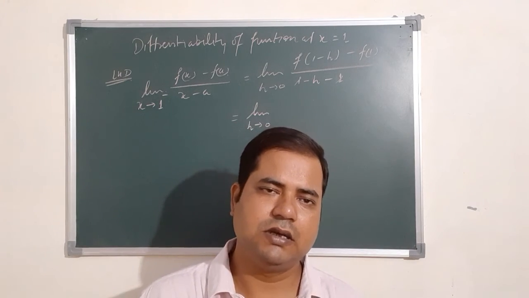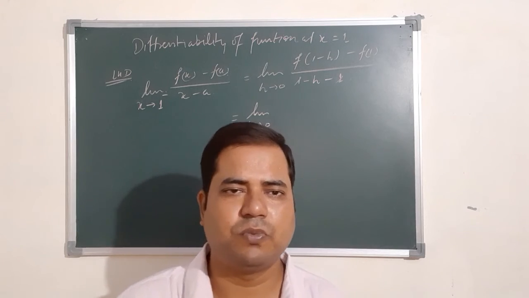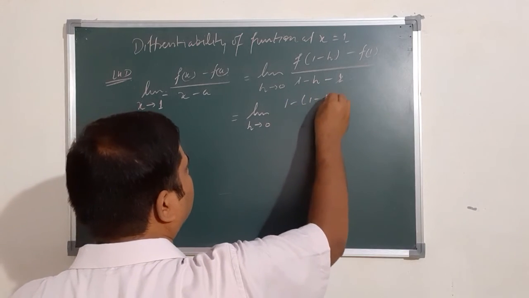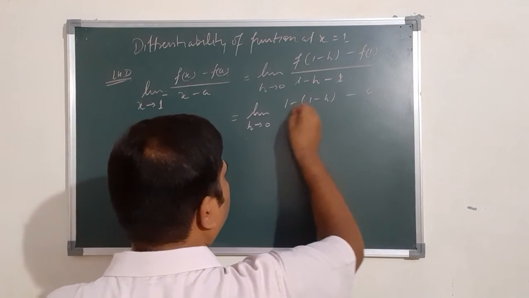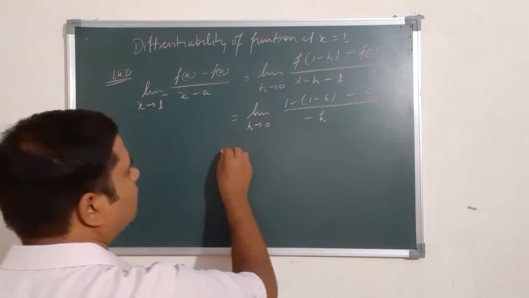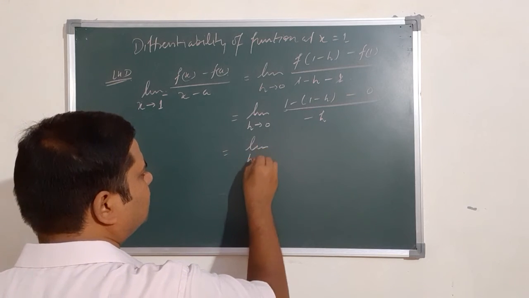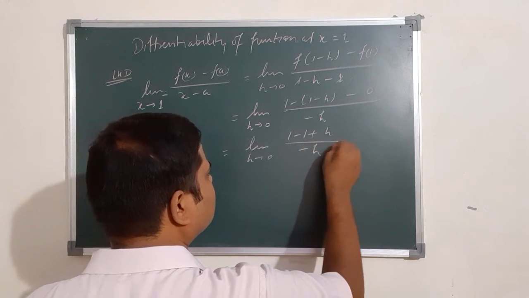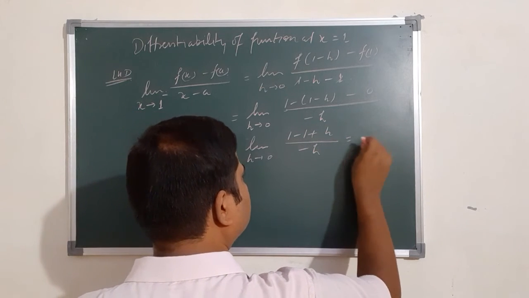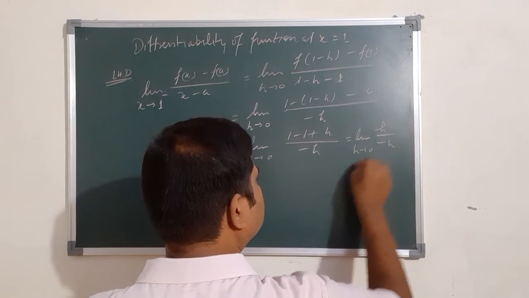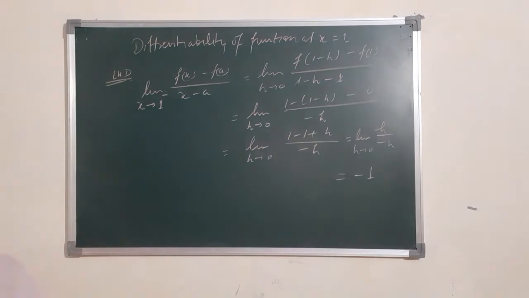That means when the function is defined at x less than 1, it is 1 minus x. So we are going to write here 1 minus (1 minus h) minus f(1), which is 0, no problem, because 1 minus 1 is 0. So this is limit h tends to 0, (1 minus 1 plus h) divided by minus h. This is h upon minus h. Limit h tends to 0, h upon minus h is minus 1. So LHD is nothing but minus 1.